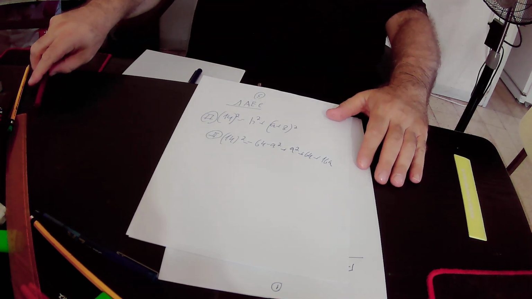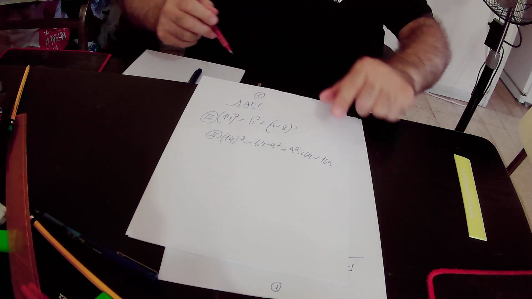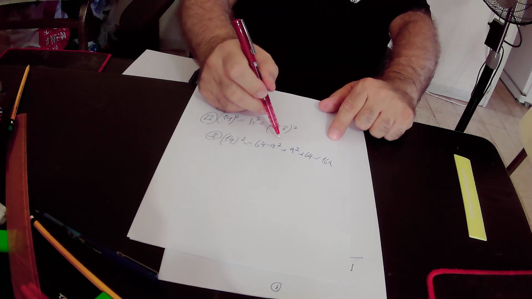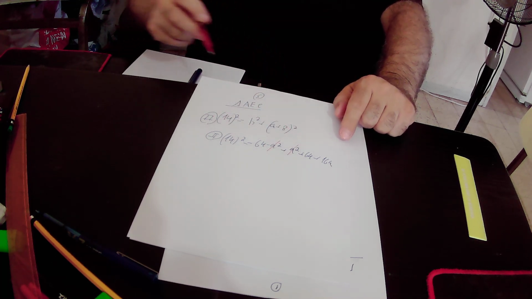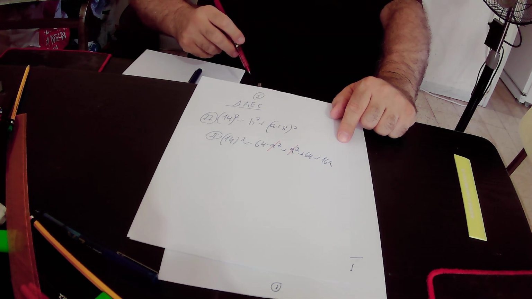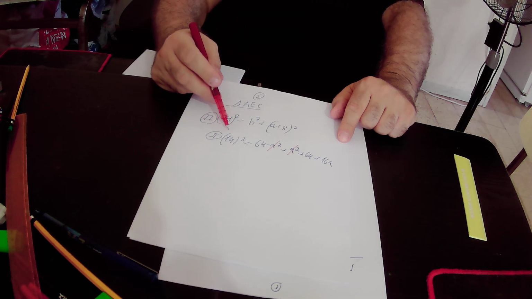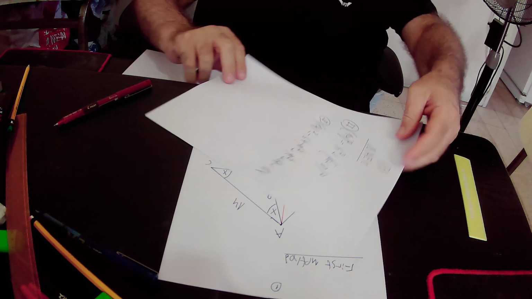Here we have minus a square plus a square, which is 0, so a square is cancelled. And 64 plus 64 is 128, and 14 square is 196. So I write it down.